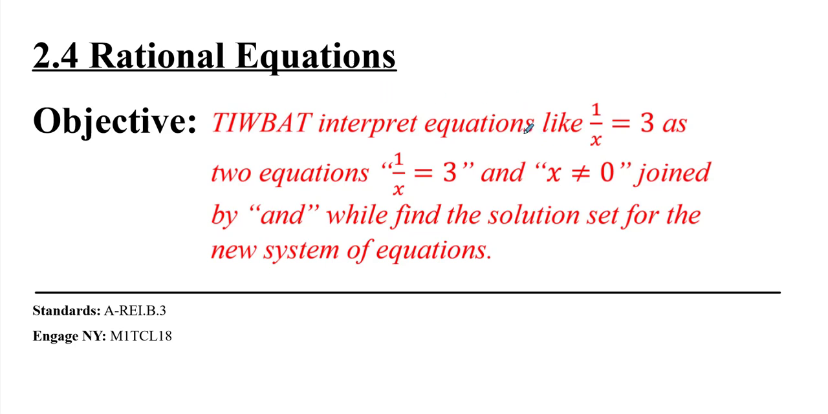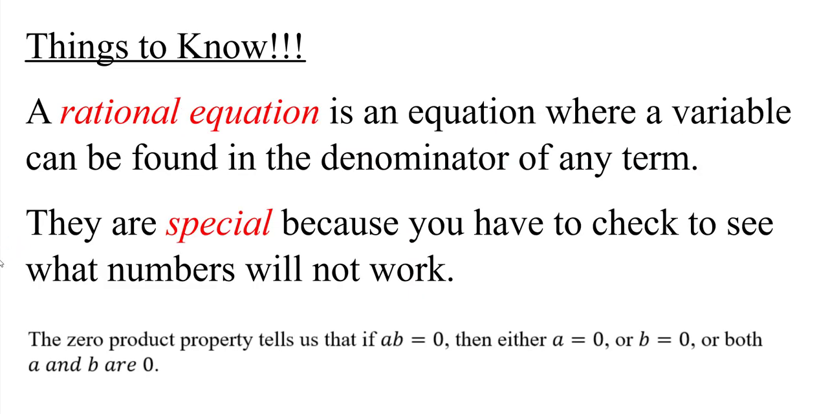Alright, we are going to talk about how to interpret equations that have a variable in the denominator. So we know that we can never ever divide by 0. So we're going to set some of these restrictions, like 1 over x where x cannot equal 0, and we're going to figure out what the actual value is for x. We're going to do this by joining them with an AND statement so we can find the actual solution set and these restrictions. Alright, let's go ahead and jump into our things to know section.